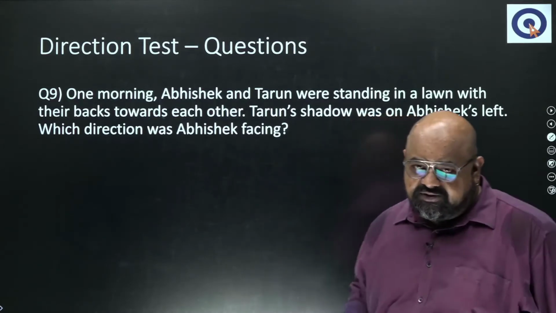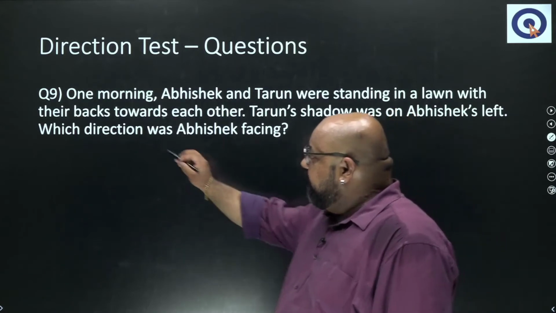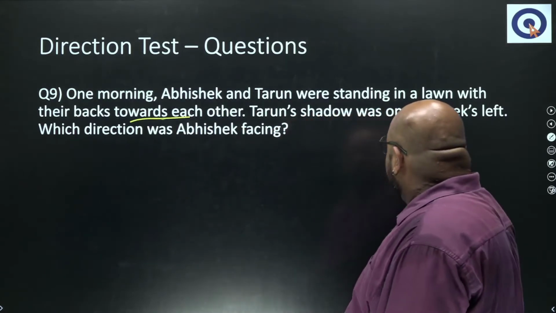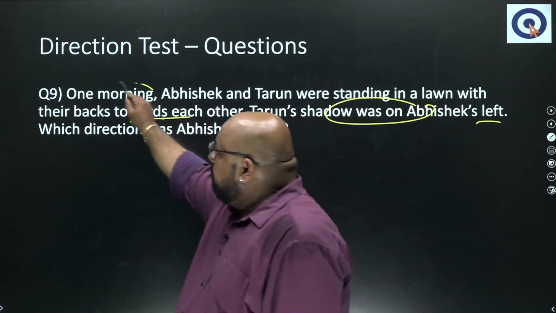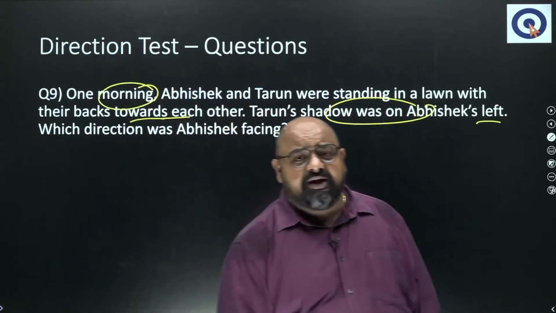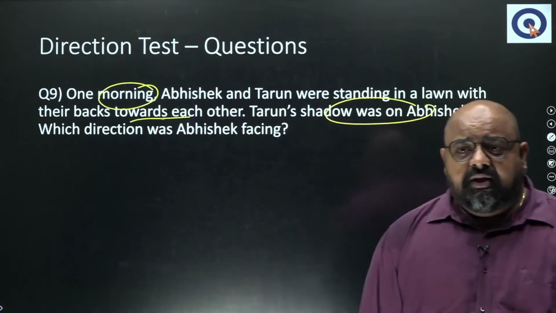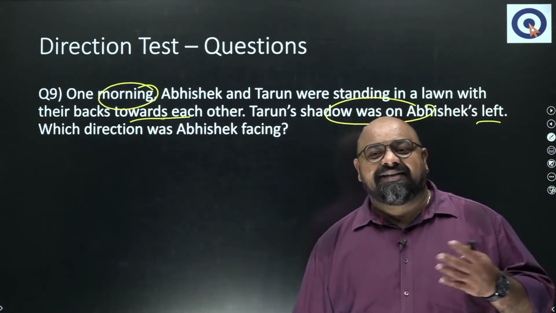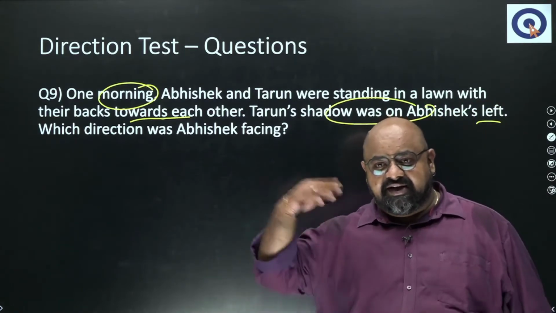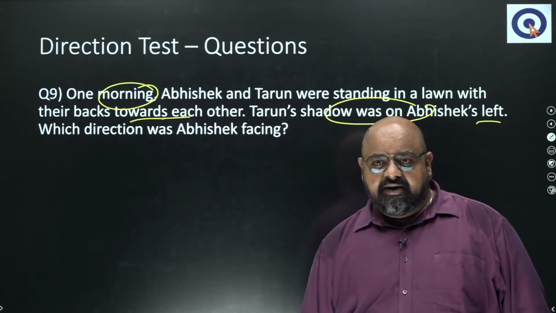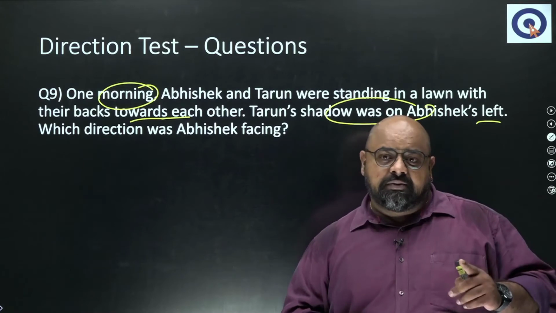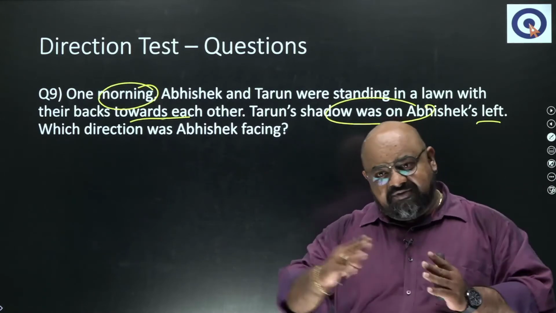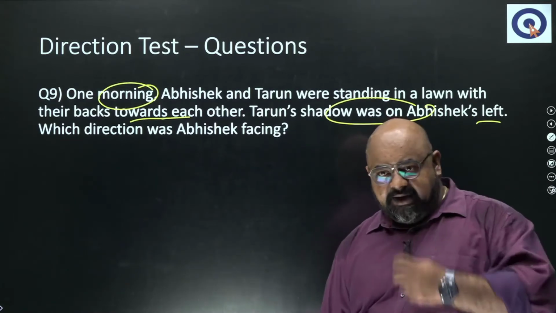There are 2 things which will have to be looked at here. First, they were back towards each other. Shadow was on Abhishek's left, and it was morning. What does morning tell me about directions? And shadows are involved. If it is morning, the sun has to be towards the east, right? And therefore the shadow of anything will be towards the west. If it were evening, the sun would be towards west, and therefore the shadow would be towards east, right?